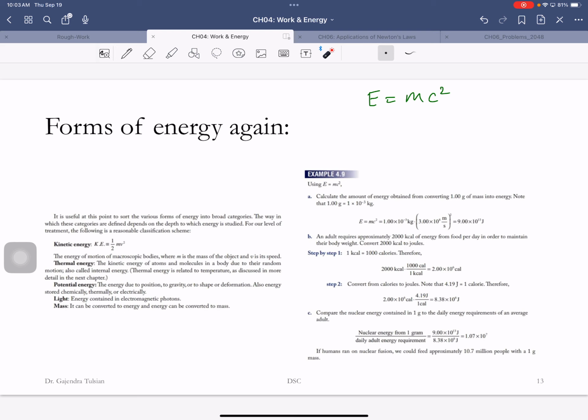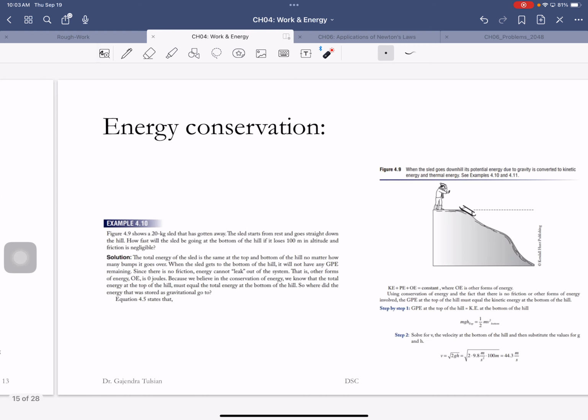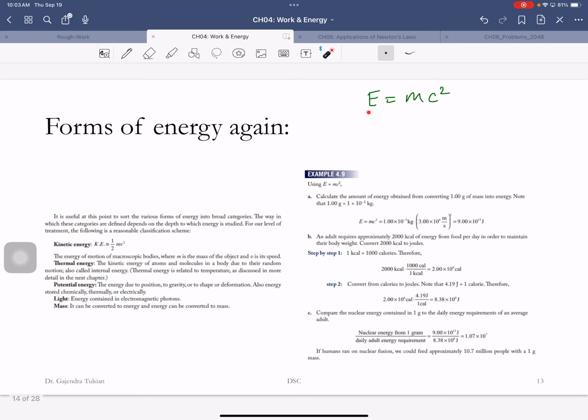Of course, it's hard to do. Okay? All right. So the whole point was to show you how much energy content there is in mass.